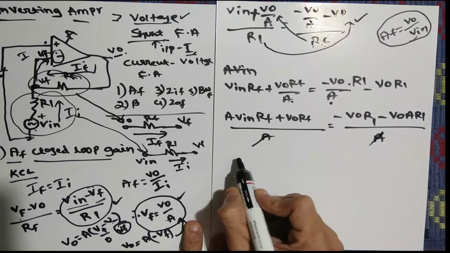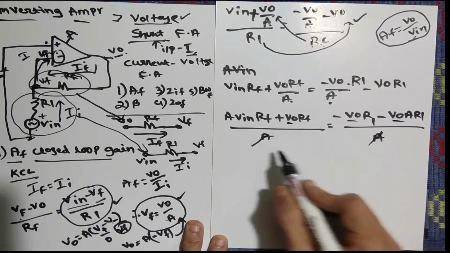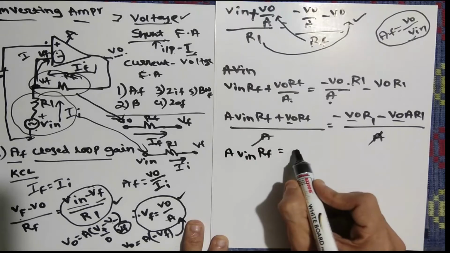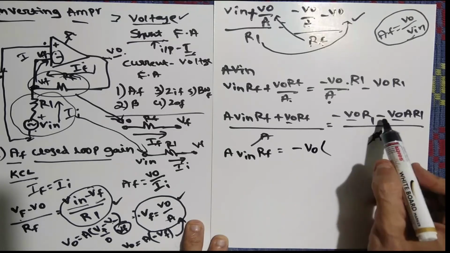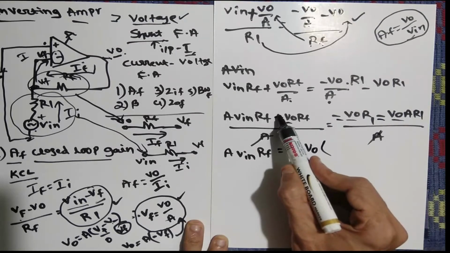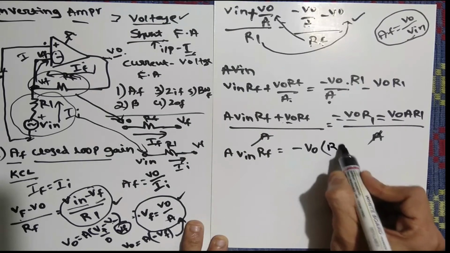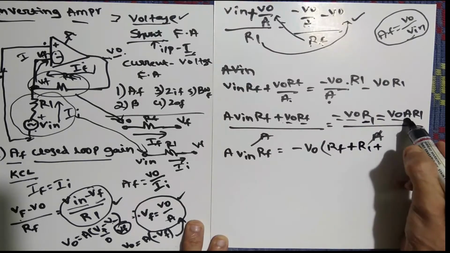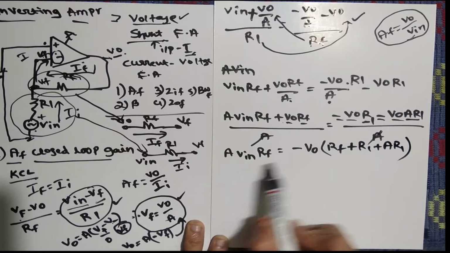So I will take V0 on one side, V in on one side. So here V0, here V0, here V0, I will take all on one side. So we will get V in RF is equal to minus V0. V0 is common, so minus V0. So this is negative, and if I keep it going to this side, this is also negative. So all negatives come on one side. So we can take RF, that is from here, then plus R1, that is from here, plus AR1. Okay, so this is what you are getting. Now find out simply AF, that is nothing but V0 by V in.